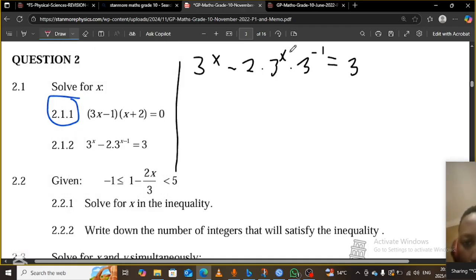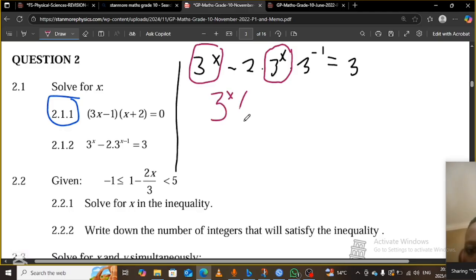So now, we can see there is a common factor here. Can you see the common factor? Did you take it out? So it's 3 to the power of x, open bracket, 1 minus 2 times 1 times 3 to the power of negative 1, close bracket. Equals 3.